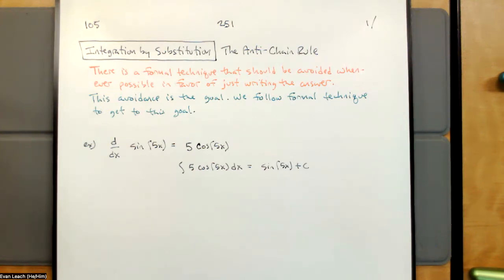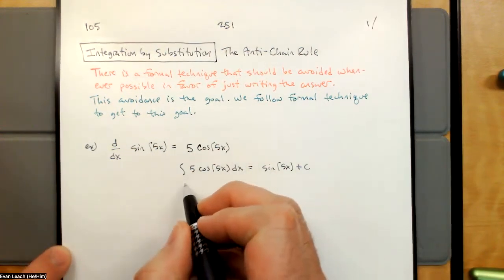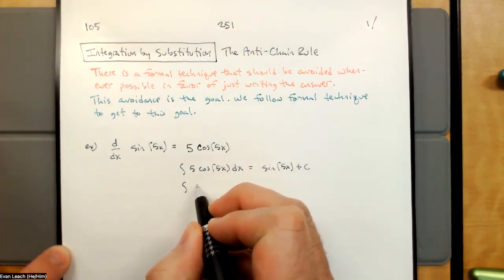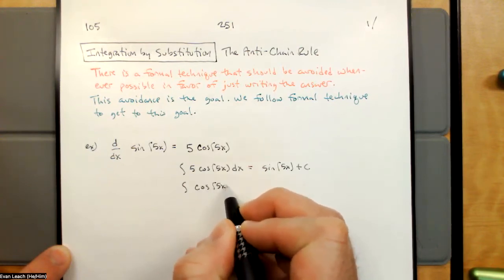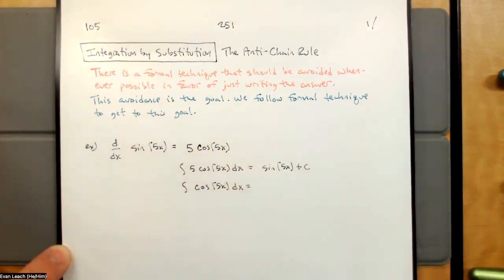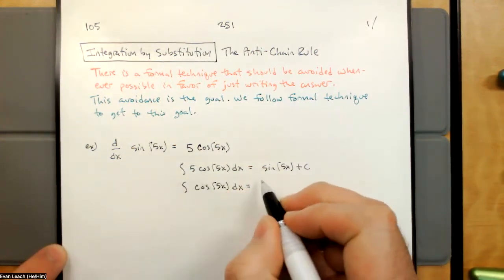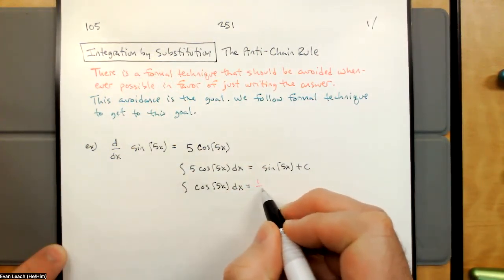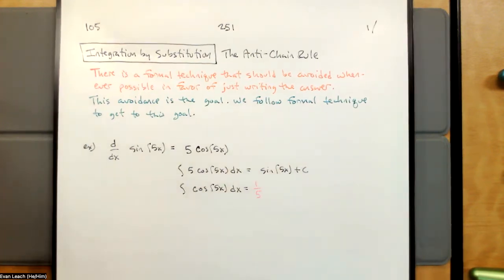Now we can modify this because this derivative operation, and so its inverse, the antiderivative operation, is a linear operator. It respects scalar multiplication. So if I multiply both sides of this equation by 1/5, I can take this 5 and shift it over so that I have the more basic formula. The integral of cosine of 5x dx, I can just divide by this constant 5 and say this is 1/5 sine of 5x.